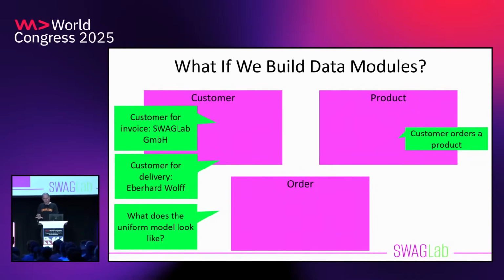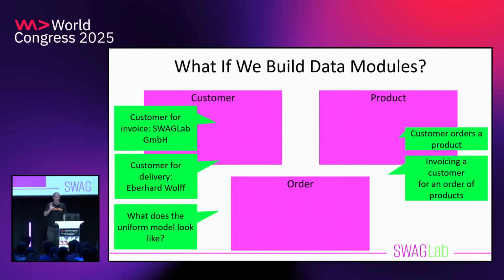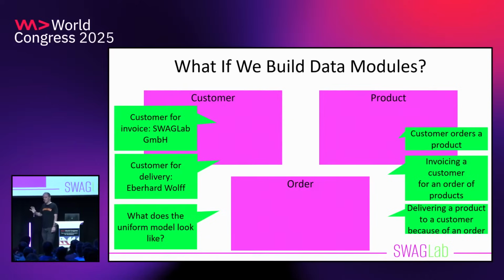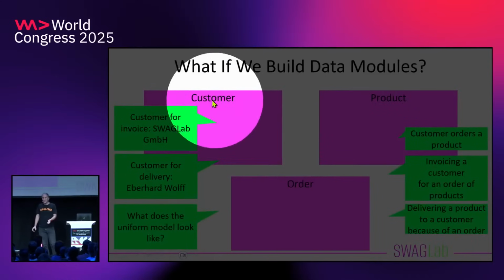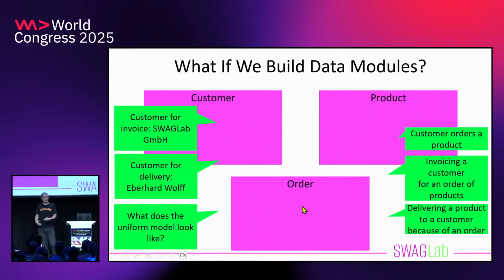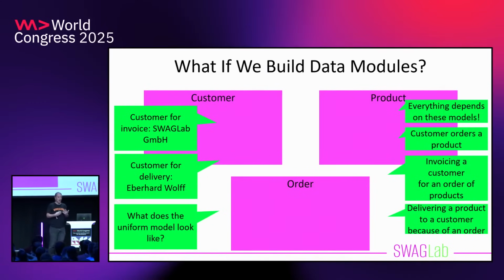Well, it needs to support a customer who orders a product. It needs to create an invoice for a customer for an order of a product. A product needs to be delivered to a customer because of an order. So anything that this system does, or at least quite a few things, depend on customer, product, and order, which is not that surprising. So if we have these three modules, almost everything will depend on these.